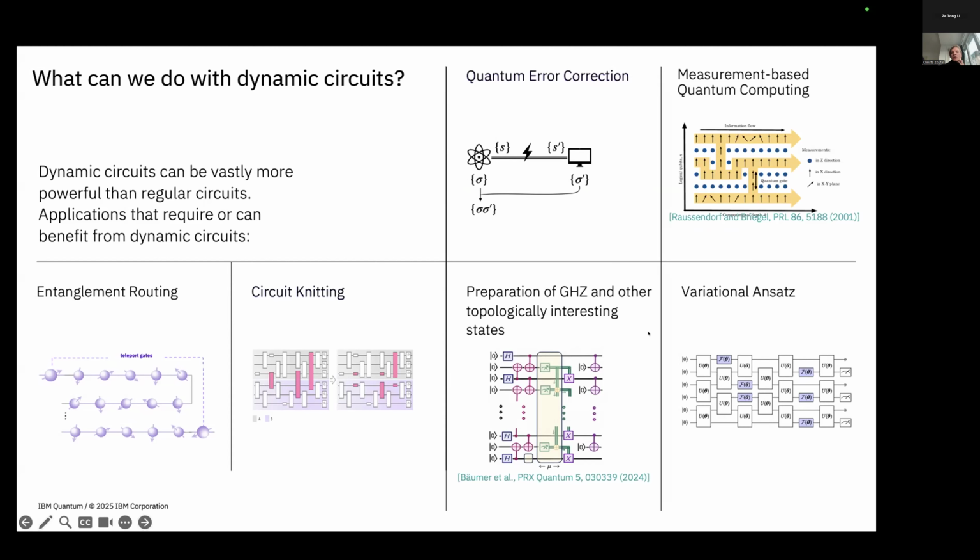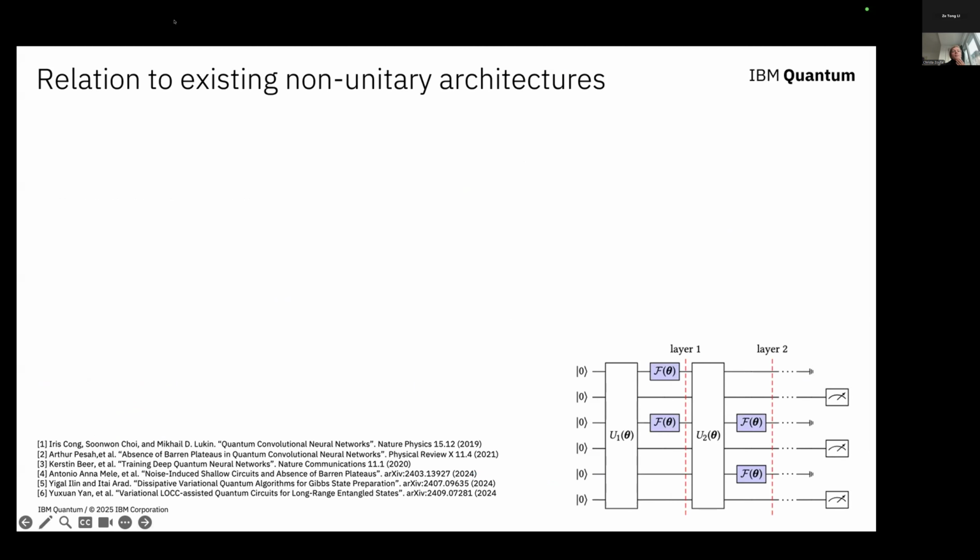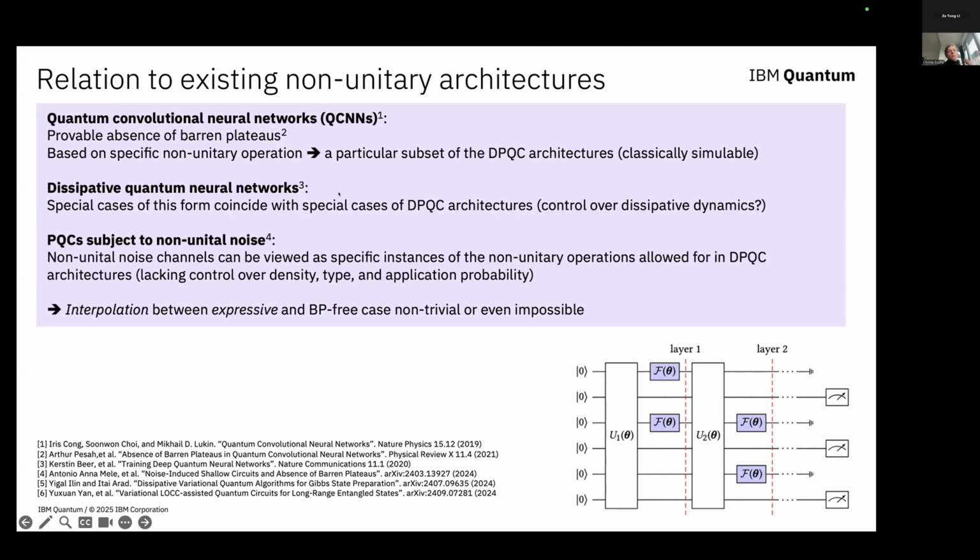But here now we're looking at the properties of why this is an interesting variational ansatz and how it can be applied to Gibbs state preparation. Good. So really quickly, also to give a comparison of this to existing non-unitary architectures, and for full disclosure, we're not the first ones to work on this and to look into this. There have been a couple of other works.